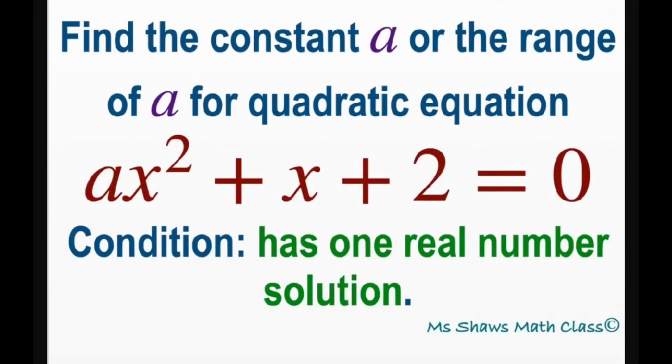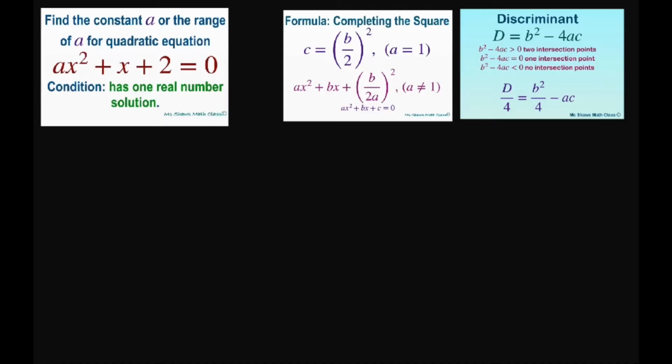Everyone, we're going to find the constant a, or the range of the constant a, for the quadratic equation ax squared plus x plus 2 equals 0. Our condition is that it can only have one real number solution. So basically, for it to have only one real number solution, if you're aware of your discriminant, we have b squared minus 4ac for one intersection point. That would mean this equals 0. We're not really going to use this part, but what we're going to do is set it to 0, and that's going to give me the one real number solution.